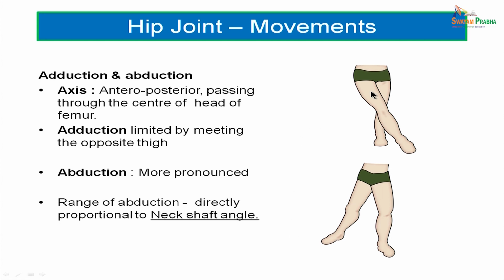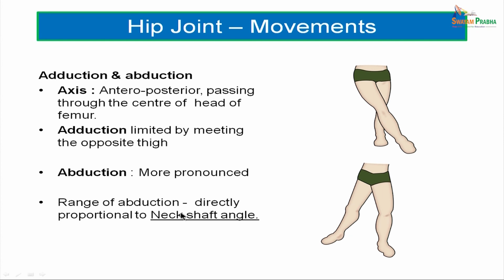Adduction is movement of the thigh towards the midline, and abduction is movement of the thigh away from the midline. The axis is an antero-posterior axis which passes through the center of the head of the femur. Adduction is limited by meeting of the opposite thigh, and abduction is a more pronounced movement. The range of abduction is directly proportional to the neck shaft angle.